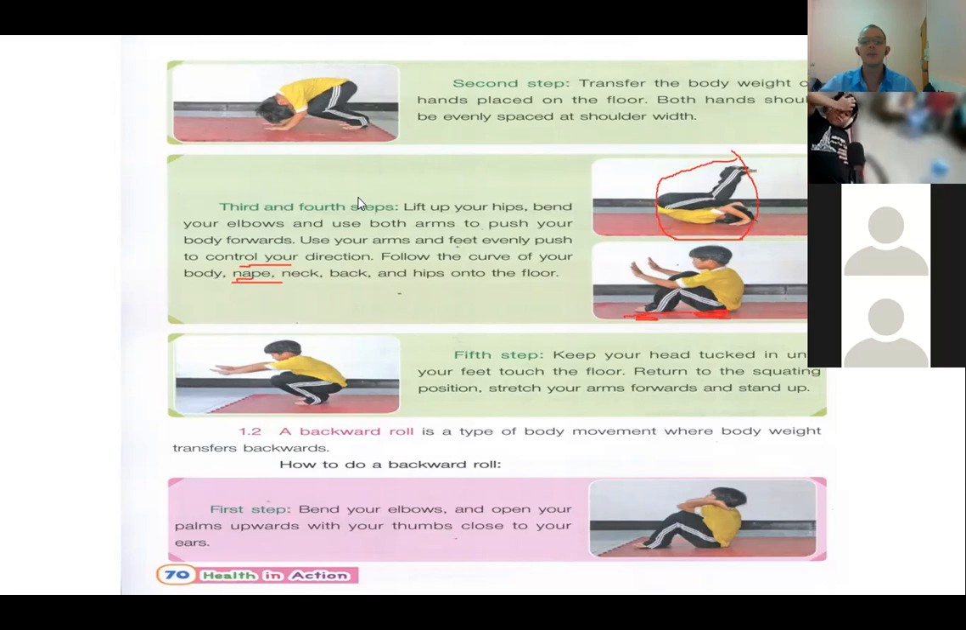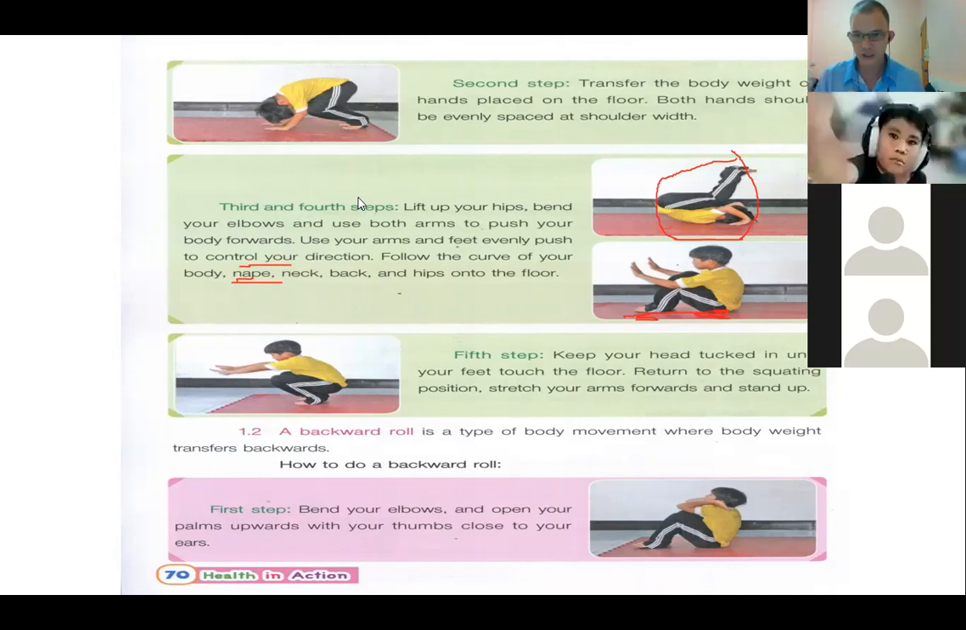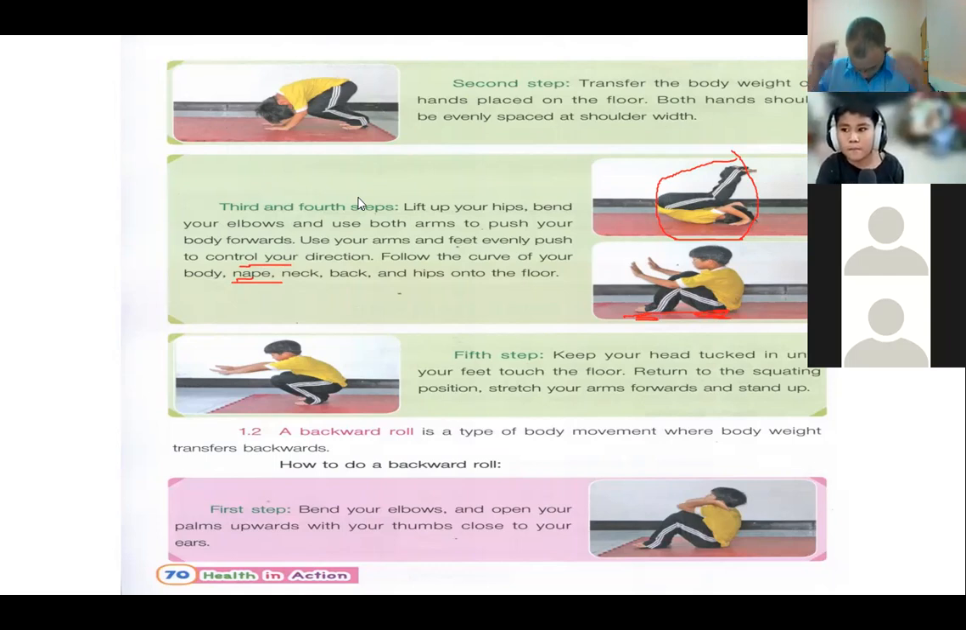Fifth step, keep your head tucked to your chin. So always put your chin on your chest when you roll to protect your neck and to make it stable. So put your neck down and then you roll. And also keep your feet tucked in. So keep your feet close to the body. And then when you finish your roll, put your feet down and stand up. Now the forward roll is very easy.